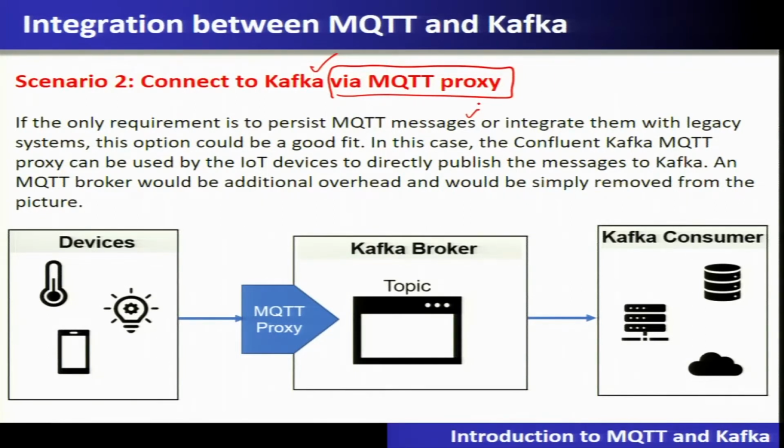This option could be a good fit. In this case, various proxy solutions are available from different companies like Confluent and many others. The Kafka MQTT proxy can be used by the IoT devices to directly publish the messages to the Kafka broker. So, an MQTT broker would be an ideal overhead in this case.